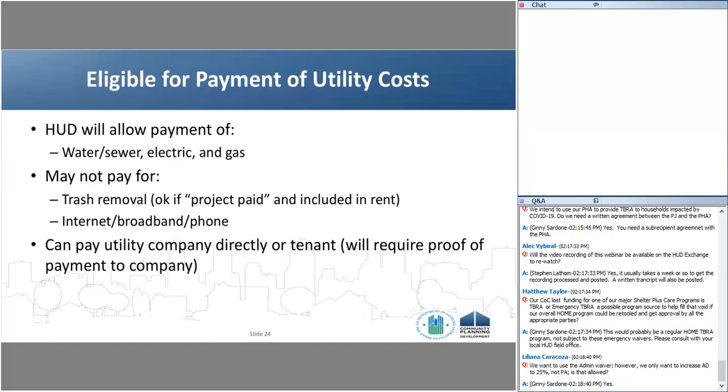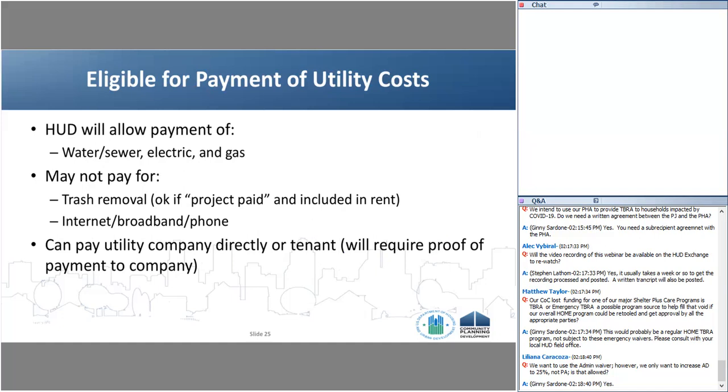Finally, we've had some questions on what utility costs can be paid. As you know, the waiver allows you to pay up to all utility costs, 100% of utility costs of households, what may have been previously, under a regular TBRA program, a utility allowance. This allows you to actually pay the direct costs.